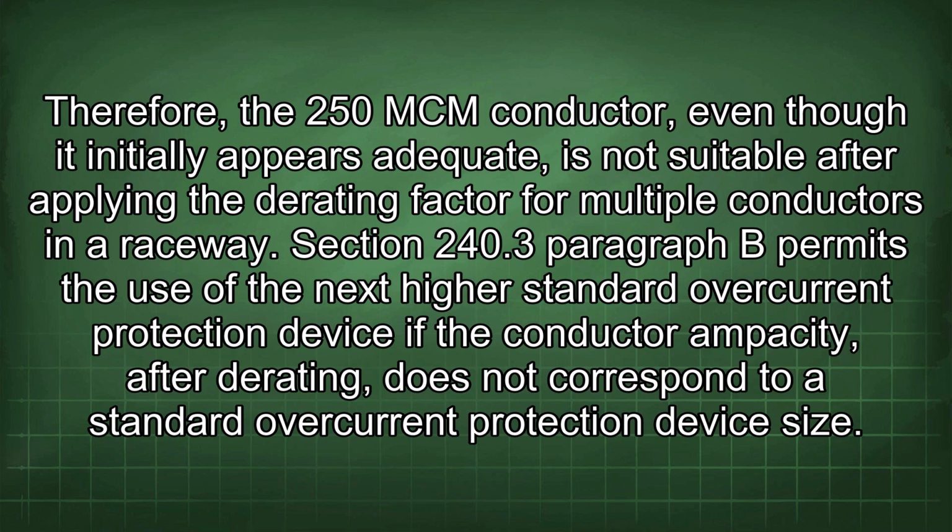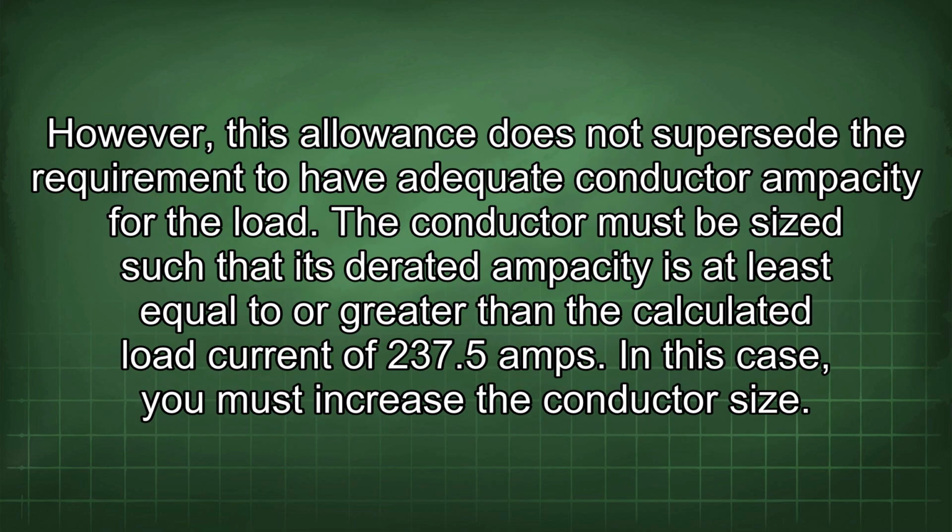Section 240.3 paragraph B permits the use of the next higher standard overcurrent protection device if the conductor ampacity, after derating, does not correspond to a standard overcurrent protection device size. However, this allowance does not supersede the requirement to have adequate conductor ampacity for the load. The conductor must be sized such that its derated ampacity is at least equal to or greater than the calculated load current of 237.5 amps. In this case, you must increase the conductor size.